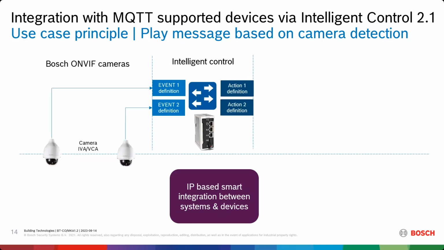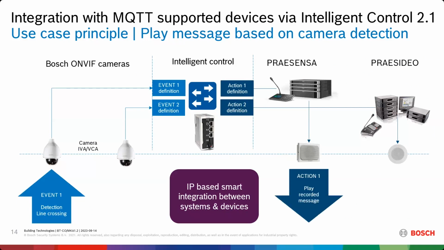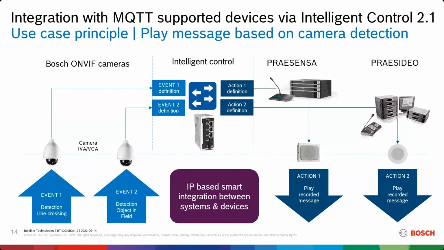If you complete the picture, this could be two cameras triggering events, giving that to the intelligent control. Intelligent control is processing it, and then a specific action is being realized on the PRAESENSA system or the Presidio system. Like in this case, event number 1, a line crossing event, is being processed, and the action taken through the PRAESENSA system is that a recorded message is being played. Then we have the second event example, an object in the field detected by the camera, also processed by the intelligent control on the PXI-Core, and then a message is being played, in this case on the Presidio system.